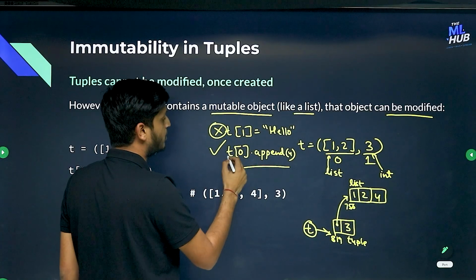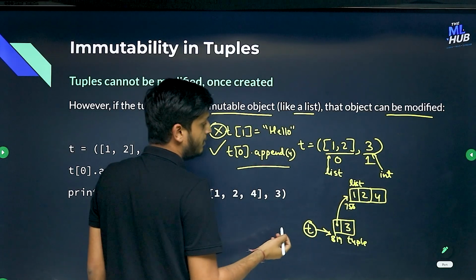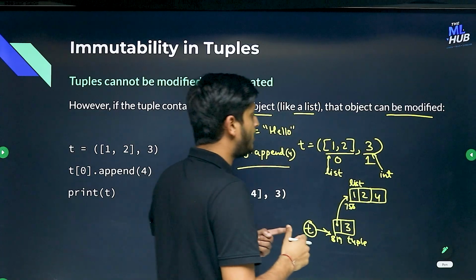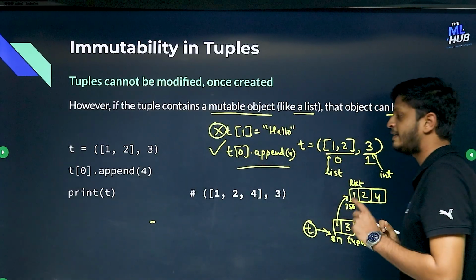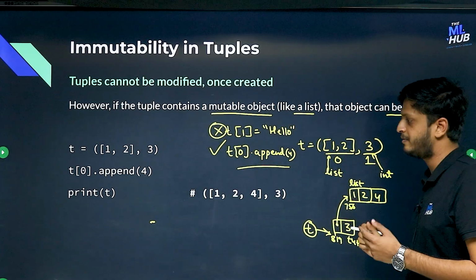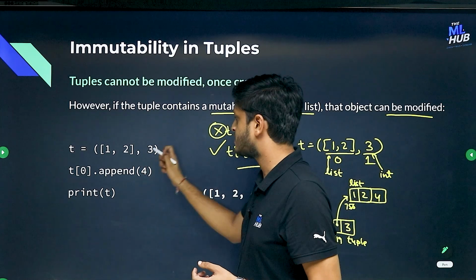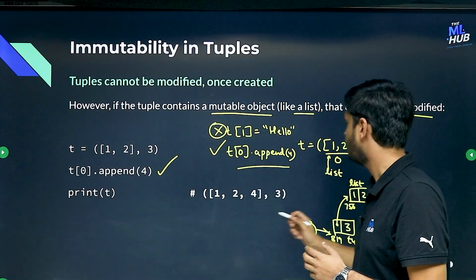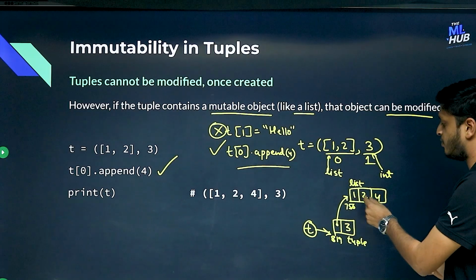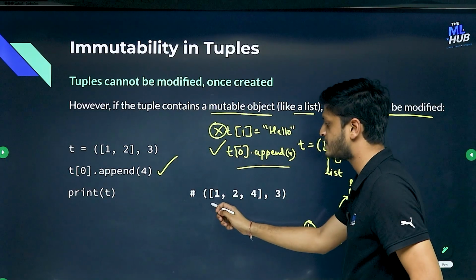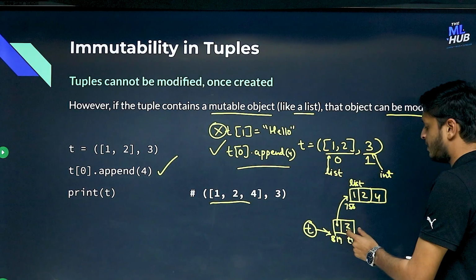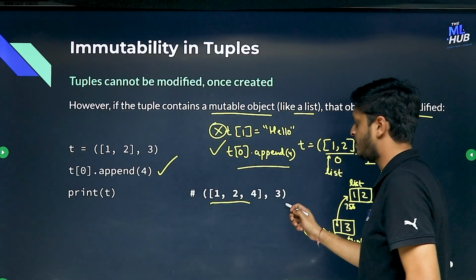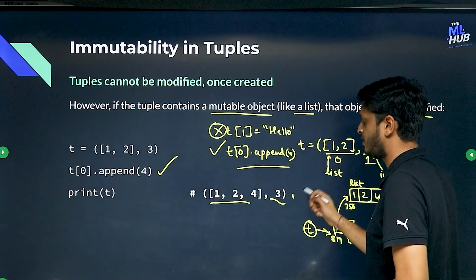But this is okay because t of 0 was a list and you can append here. So if you have a mutable object inside a tuple, that can be changed. Okay, so this is allowed. So t of 0 dot append 4 is allowed. And when you print the tuple now, the first element is this list, so the list 1 to 4 will be the first element now. And the second element, which is at index 1, will be 3. So this is what you will get.